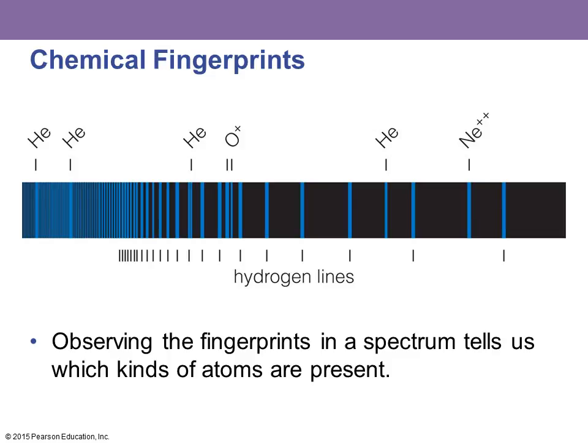The combination of different elements can still let us identify what the sources are. In this case, we have a spectrum which gives us several different elements in the strip. Helium, there's oxygen, and there's apparently neon in this particular substance.